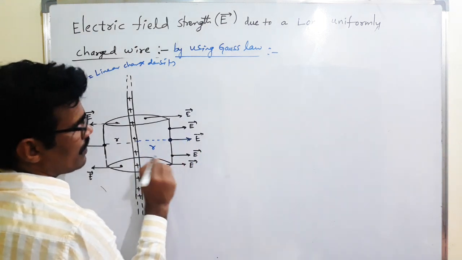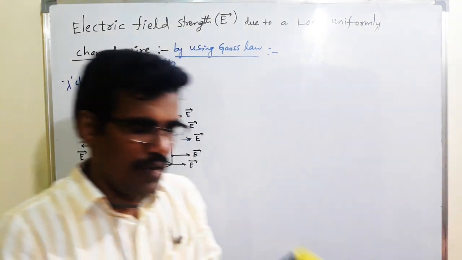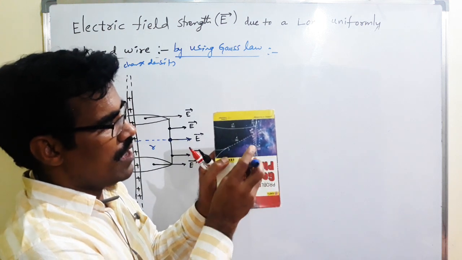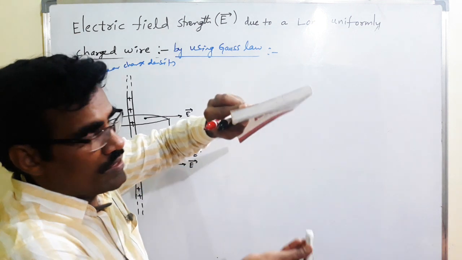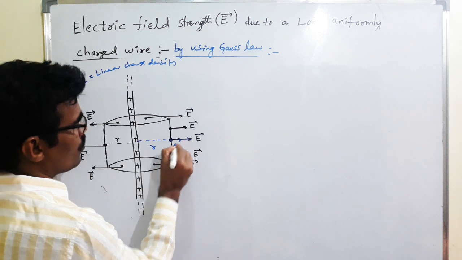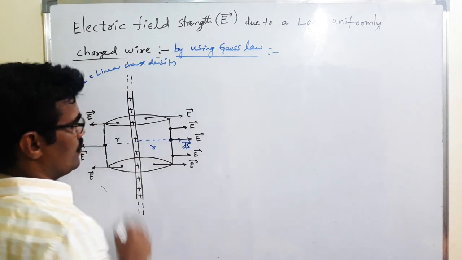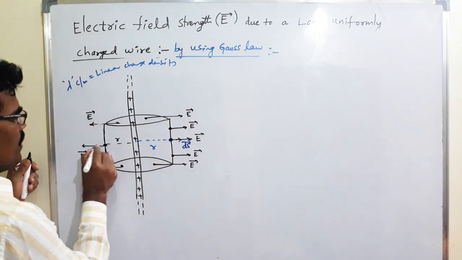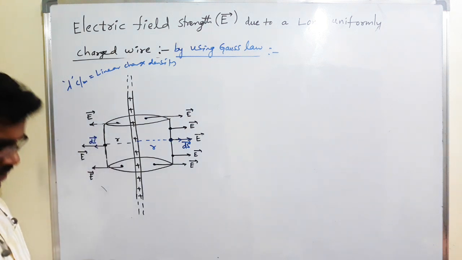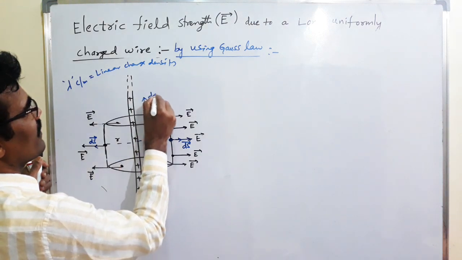The area vector is normal outward. Suppose this is the book. What is the direction of the area vector? Normal outward, this side, now upward. That's why the area vector is outward, ds bar. Here also ds bar, at this point ds bar. E bar and ds bar are in the same direction.